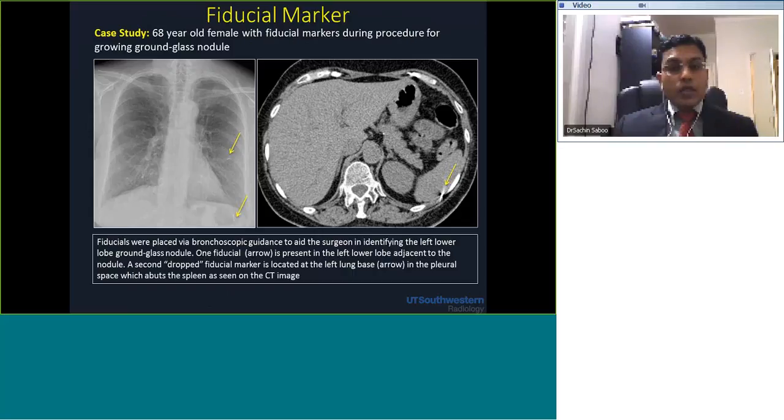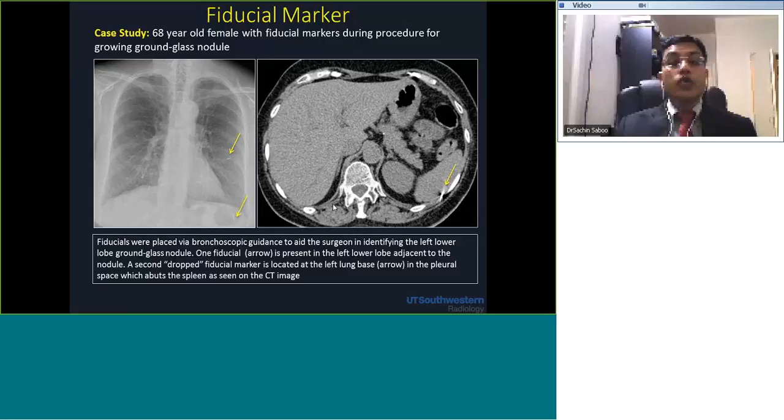To bring on the last topic, we have fiducial markers, which are now being placed by a bronchoscopic approach. This is a 68-year-old female with fiducial markers placed during a procedure for assessing a ground glass nodule. We see one fiducial marker in the left lower lobe, and the other was quite low, probably in the pleural cavity. As you can see, it is almost abutting the spleen, but it is in the left lower pleural cavity on the CT images, and this is a dropped fiducial marker. This was placed by a bronchoscopic approach.